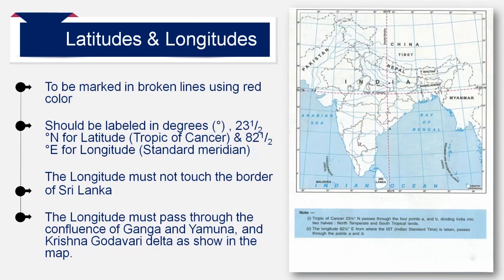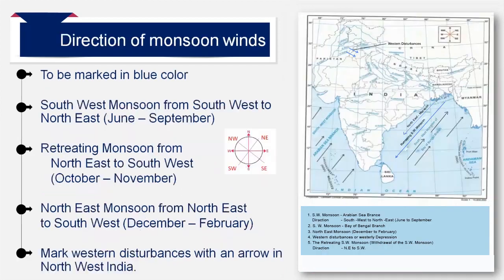Longitude 82.5 degrees east must pass through the confluence of Yamuna and Ganga, Godavari Delta, and near Sri Lanka, as shown in the map on the points A, B, and C. Direction of northeast monsoon, retreating monsoon, southwest monsoon Arabian Sea branch, and southwest monsoon Bay of Bengal branch must be marked in blue or black arrows as per their direction. Just 2 arrows for each is sufficient.